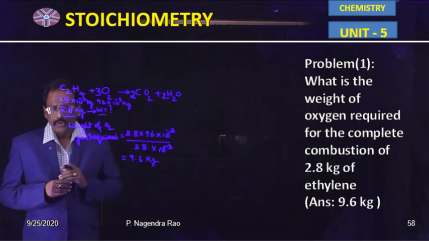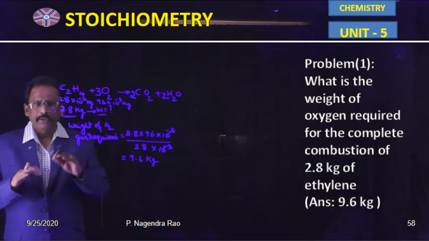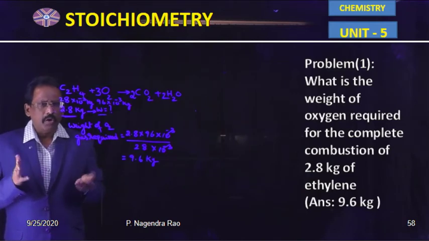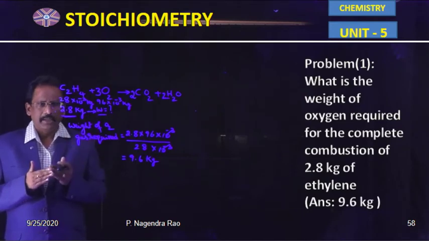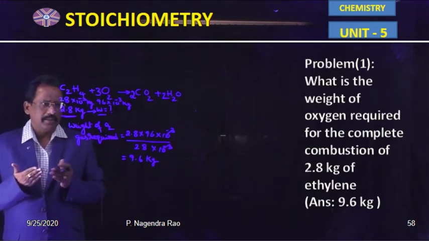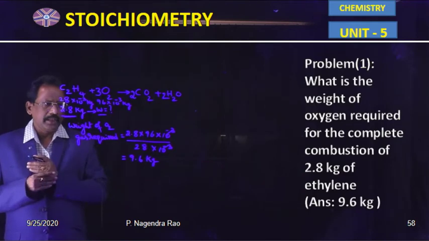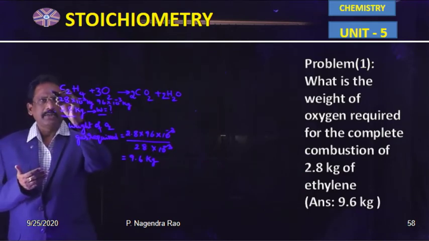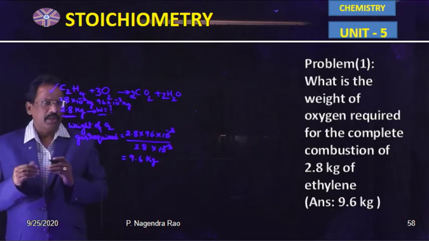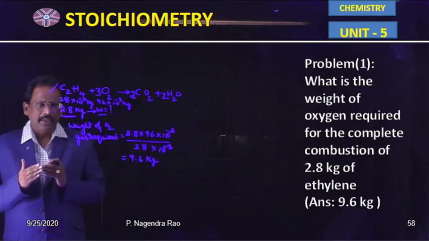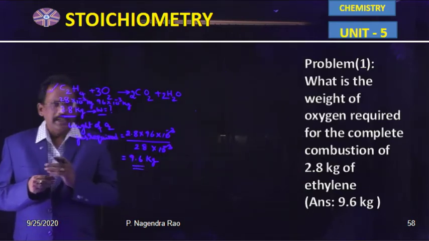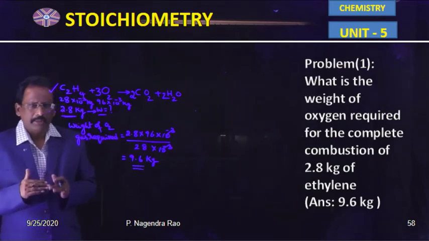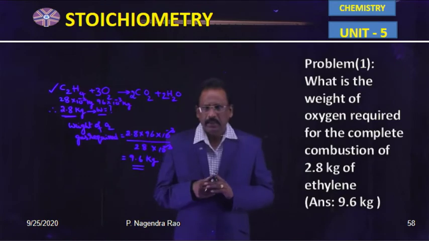So this is one example of weight calculation. Stoichiometry means quantitative relationship: how much oxygen gas is required for the combustion of 2.8 kilograms of ethylene. So finally, according to the combustion reaction of ethylene gas, 2.8 kilograms of ethylene gas requires 9.6 kilograms of oxygen gas. So this is about the weight calculation.